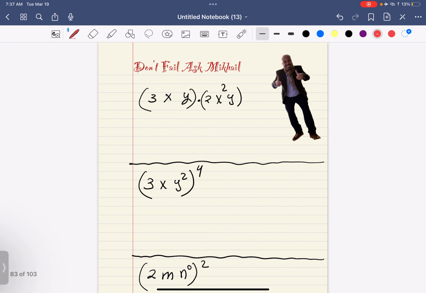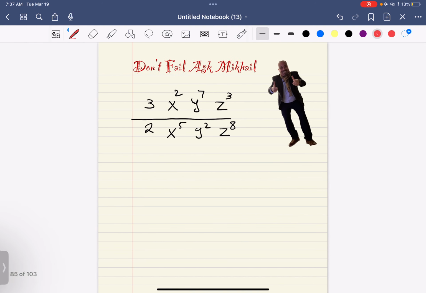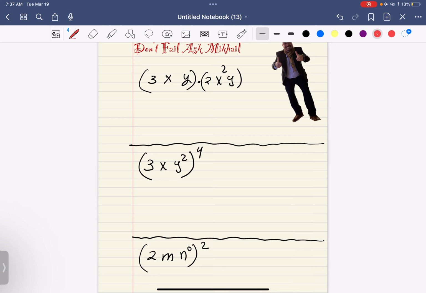All right, let's see some examples. I have 5 examples here. Let's work on them together. First one here, that's multiplication, so we're going to apply the power rule. When you multiply number times number, variable times variable, I'm going to multiply the 2 and 3, x and x, y and y. So the answer is going to be 3 times 2, 6. X times x, x is the first power, we're going to add the exponents. And y to the first, we add the exponents, it's going to be y squared.